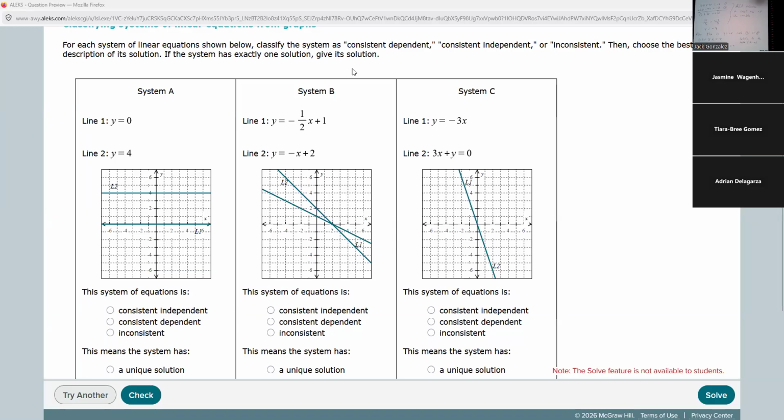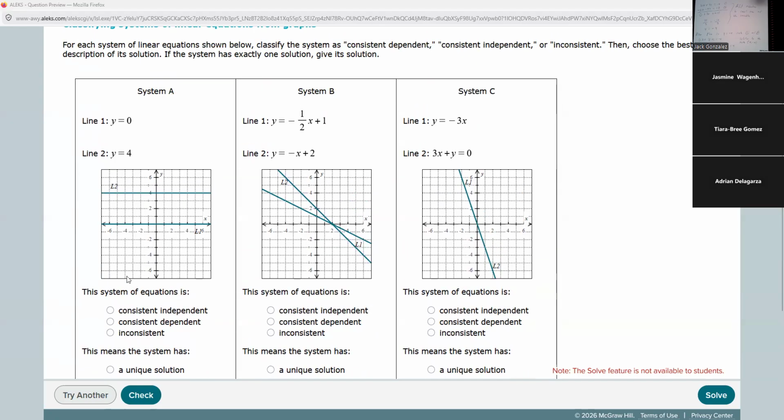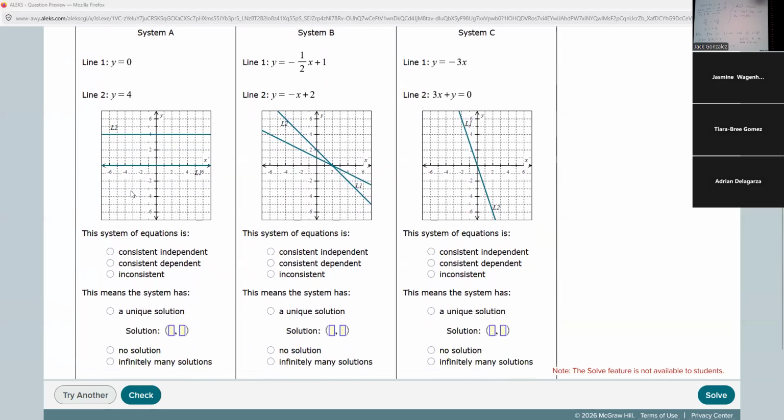All right. So notice system A is those two equations and they're parallel to each other. So they never intersect, they just keep going, right? Forever. So we call this an inconsistent system, meaning no solution. So you'd say no solution for system A, inconsistent because they never intersect.